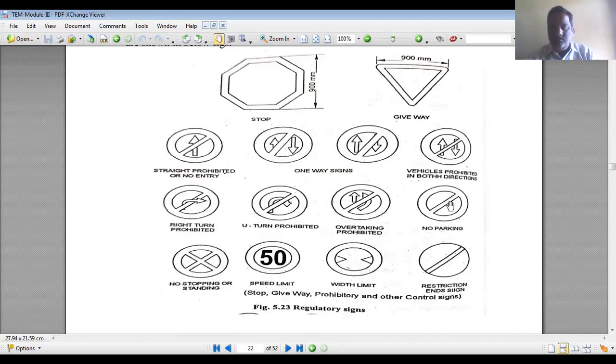Wherever you want to show a no parking place, there you have to install these no parking signboards. And this is speed limit, no stopping or standing, width limit, restriction end. That means beyond this signboard, you can run your vehicle as per your wish. Before that, till this signboard, you have to follow whatever restriction is given by the signboard. You have to follow up to this point. Beyond this, no need to follow this regulation. Right? So these are the regulatory or mandatory signs. This is the first type of traffic signs.